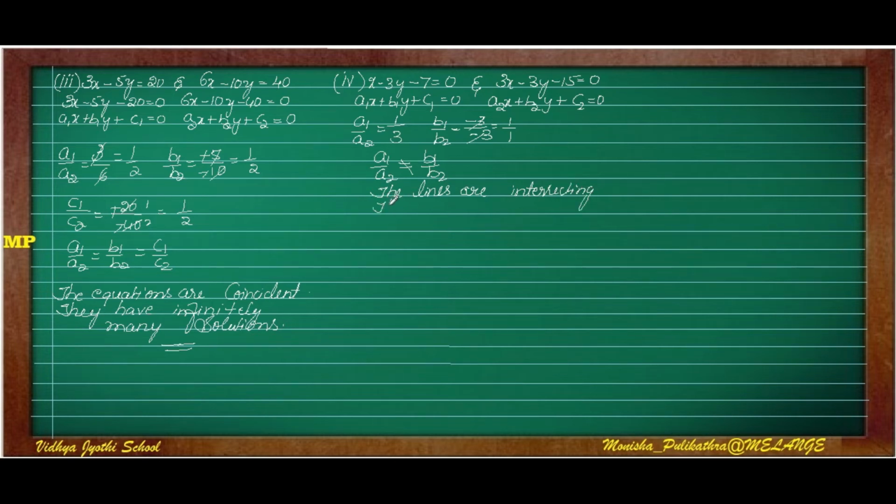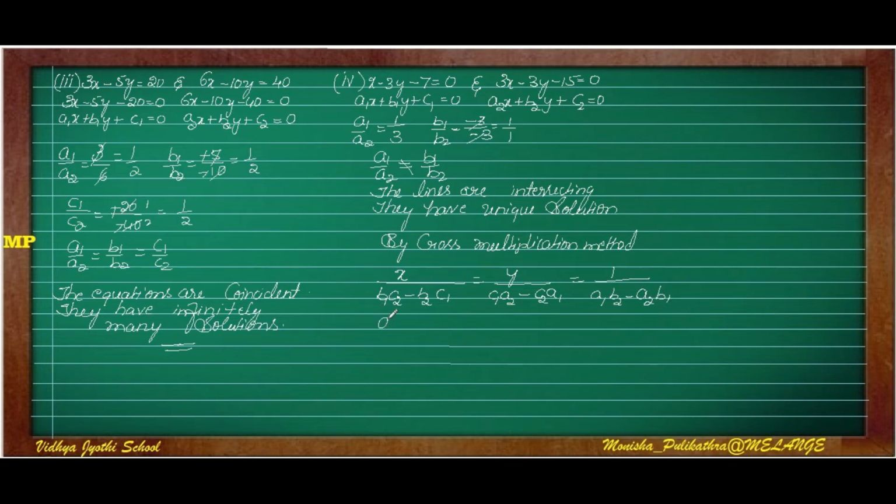Intersecting. They have unique solution. So if unique solution occurs, then we have to further simplify it by using cross multiplication method. So by cross multiplication method, x divided by b1 c2 minus b2 c1 is equal to y divided by c1 a2 minus c2 a1 and 1 divided by a1 b2 minus a2 b1.